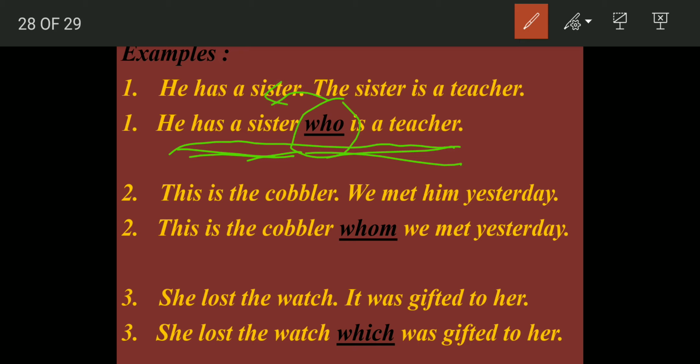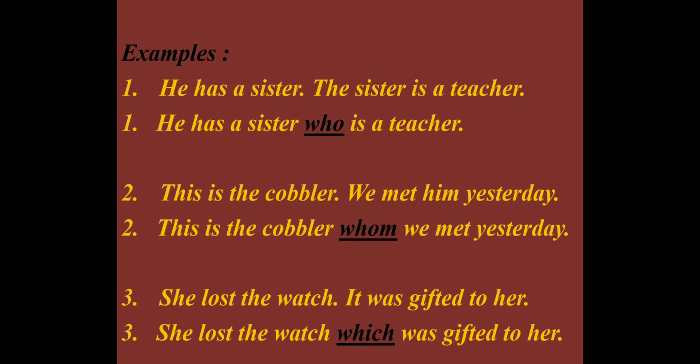Here it is not a question. Who is referring to sister. It is referring to a noun. And that is why it is a relative pronoun. It is being used in place of sister again. Instead of using sister two times, we are using who. And that is why it is a pronoun. He has a sister. His sister is a teacher. So we are using the noun again and again.